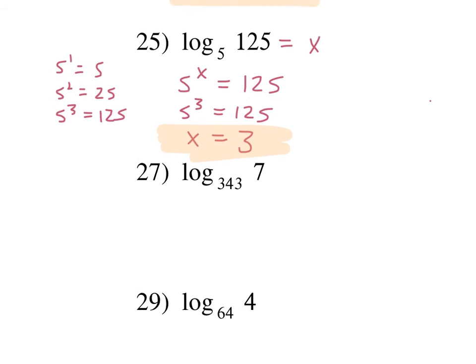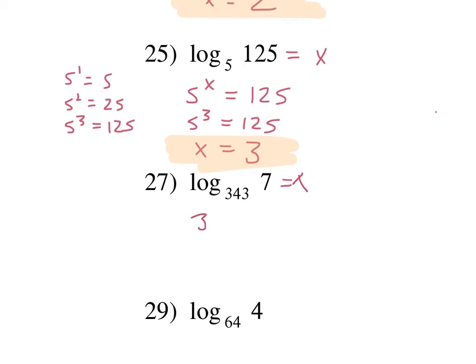All right, 27. So here we have log base 343 of 7 is equal to x. So 343 raised to the x is equal to 7. So we need to find what power we can raise 343 to give us 7, which we know is not going to be a whole number, because if we try 343 raised to the first power, that would give us 343, which would be too big. 343 raised to the second power would be even bigger. So it's not going to be a whole number, so now we need to try fractions.